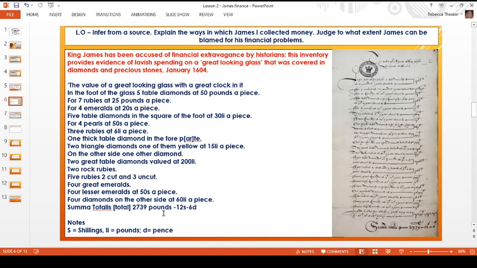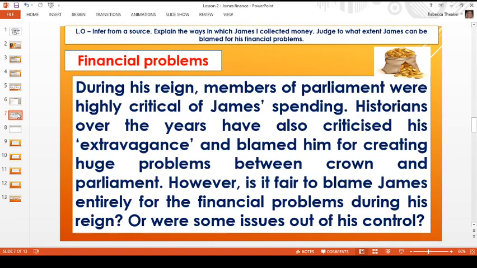The second question was, who does this source blame for James's financial problems? And hopefully for that one, you've written that it actually blames himself. Even though James wrote this, it does suggest that the problem was his. He seemed unable to restrict his spending, and it does back up the point that maybe he was extravagant, maybe he didn't have any understanding as to how to control his finances. But we're going to look into that a little bit more.